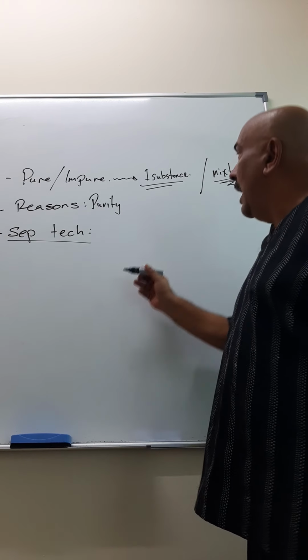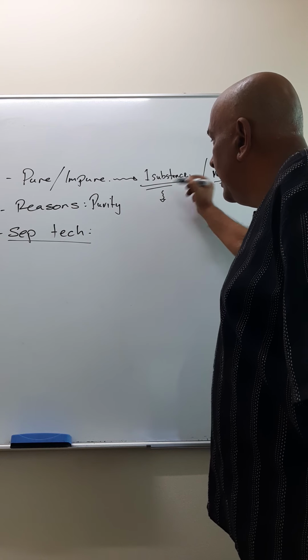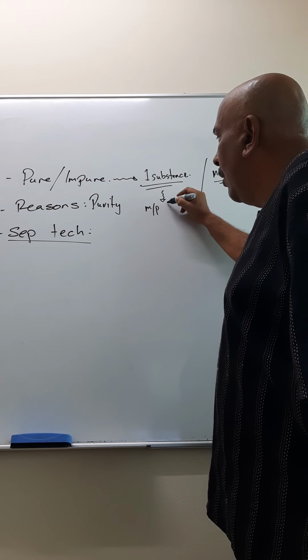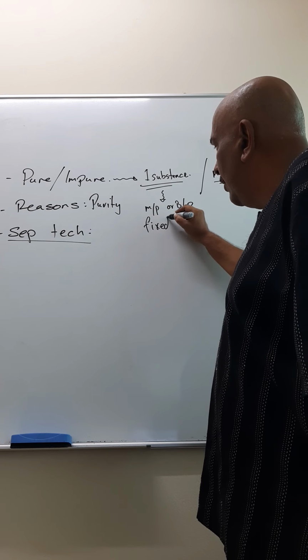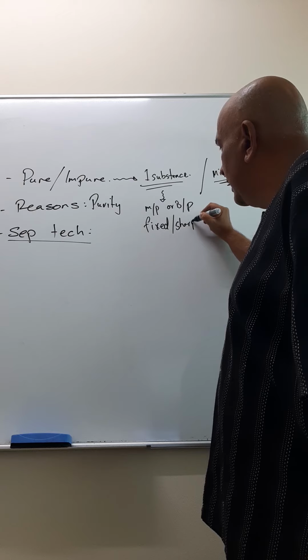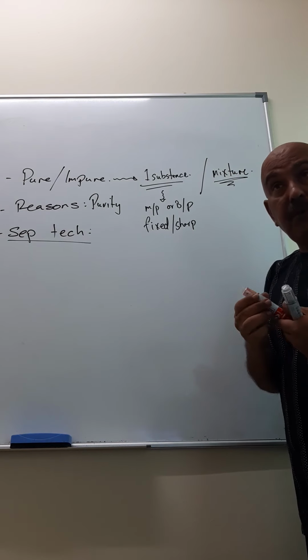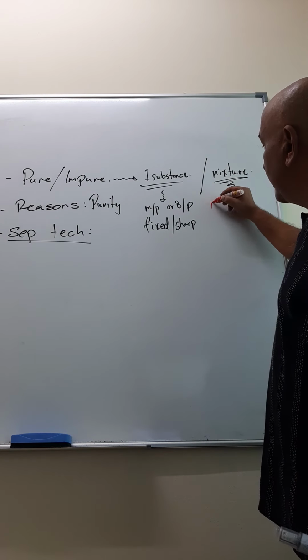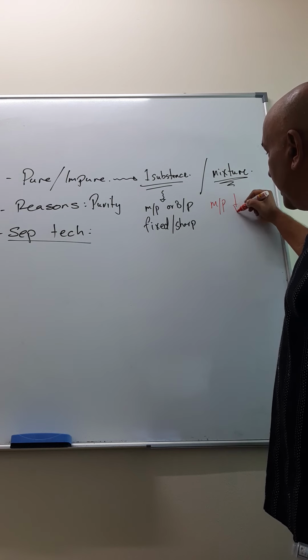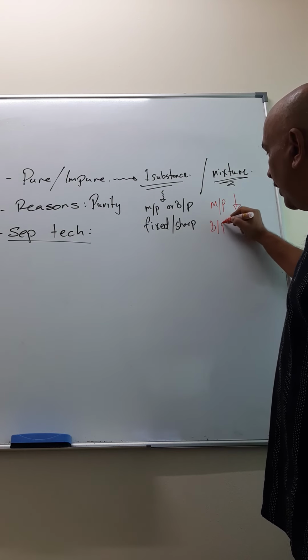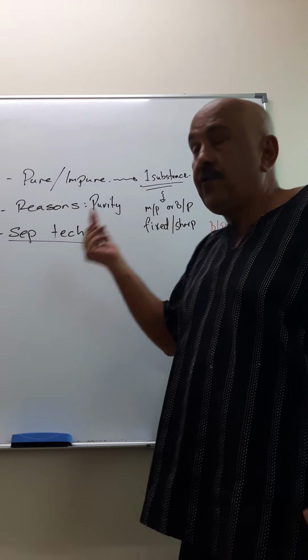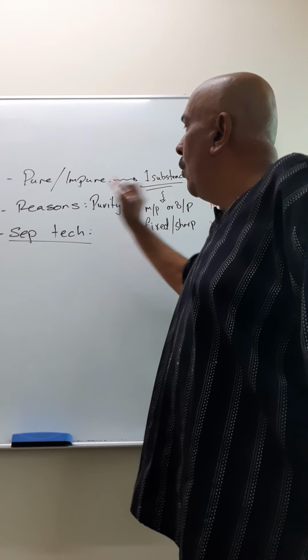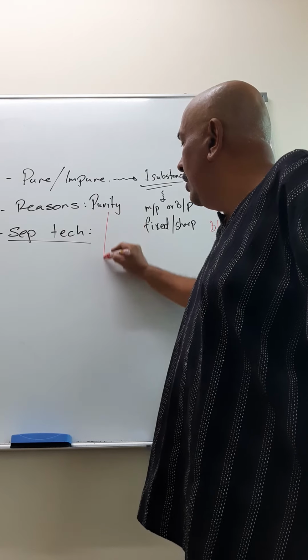You understand that? How do we know that there's one substance there? Its melting point or boiling point is fixed, or you can say sharp. Now, if you have impurities in there, your melting point will decrease and your boiling point will increase. Those are the effects of impurities. Then the next one, like I said, reasons why we want something to be pure.